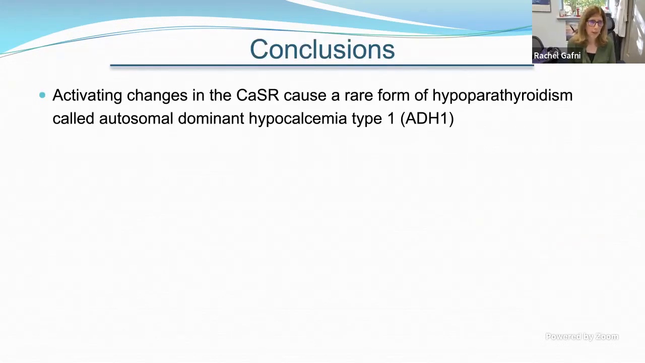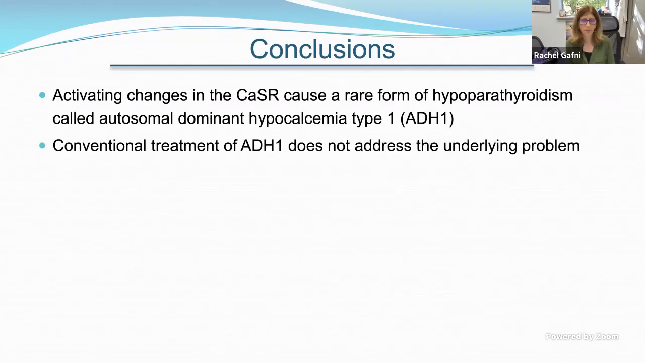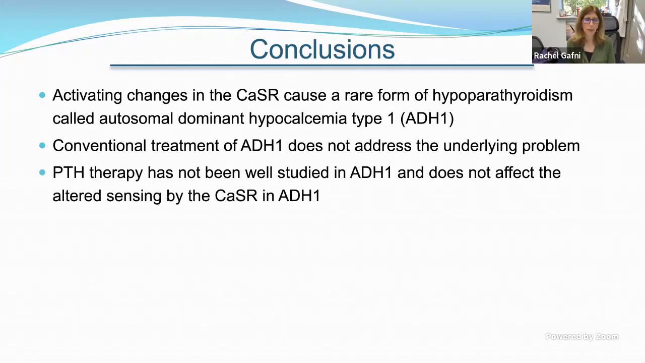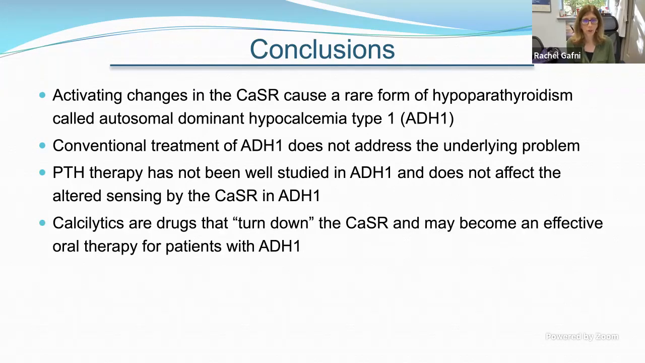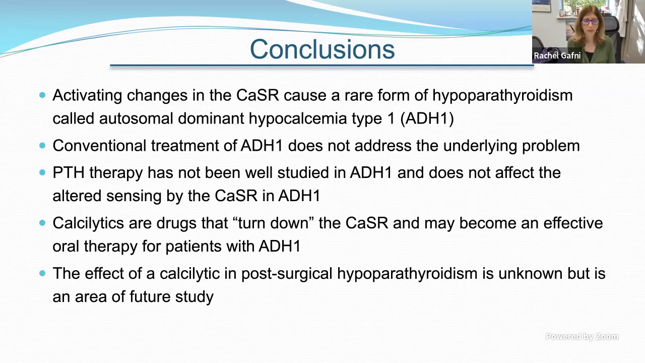So in conclusion, activating changes in the calcium sensing receptor cause a rare form of hypoparathyroidism called autosomal dominant hypocalcemia type 1. Conventional treatment of ADH1 does not address the underlying problem, and PTH therapy has not been well studied in ADH1 and doesn't affect the altered sensing by the calcium sensing receptor in ADH1. Calcilytics are drugs that turn down the calcium sensing receptor and may become an effective oral therapy for patients with ADH1. And the effect of a calcilytic in post-surgical hypoparathyroidism is unknown, but is an area of future study.